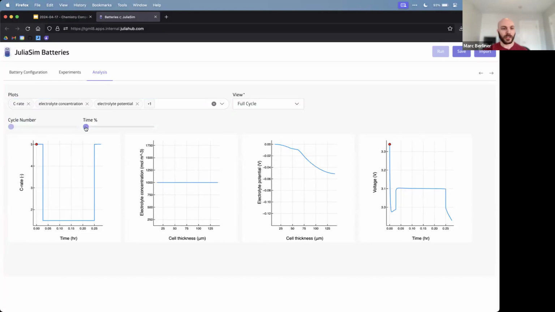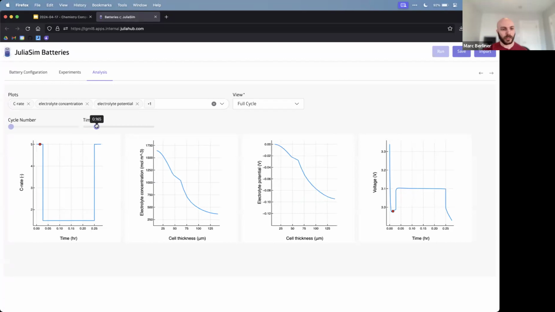Additionally, we can change this time slider here, and that represents this red dot, which affects the plot for these 1D simulations that we have here. So we can see that after about 50 seconds of charging, we can see the variation of our electrolyte concentration within our system, as well as the polarization that we get as a result of our electrolyte potential.